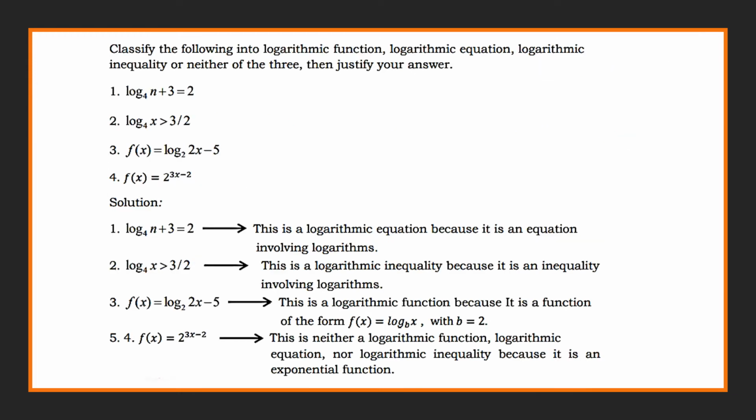Classify the following into logarithmic function, logarithmic equation, and logarithmic inequality. Okay, or neither of the three. Then justify your answer. So, ito, logarithm of n plus 3 to the base 4 equals 2. This is a logarithmic equation. This one is a logarithmic inequality. This one is a logarithmic function, f of x, because logarithm of 2x minus 5 to the base 2.